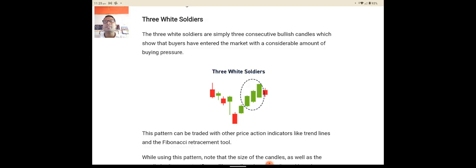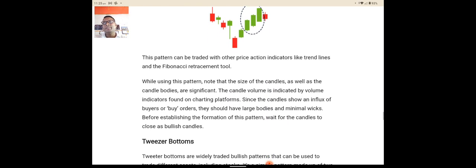The three white soldiers are simply three consecutive bullish candles which show that buyers have entered the market with a considerable amount of buying pressure. These patterns can be traded with other price action indicators like trend lines and the Fibonacci retracement tool.